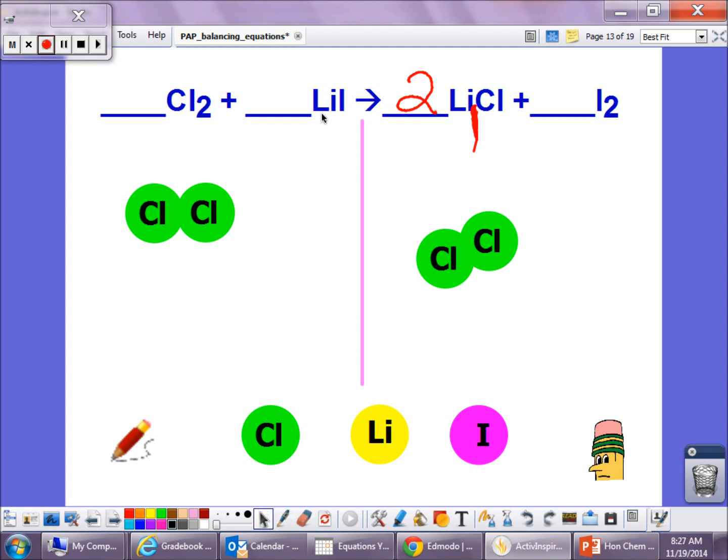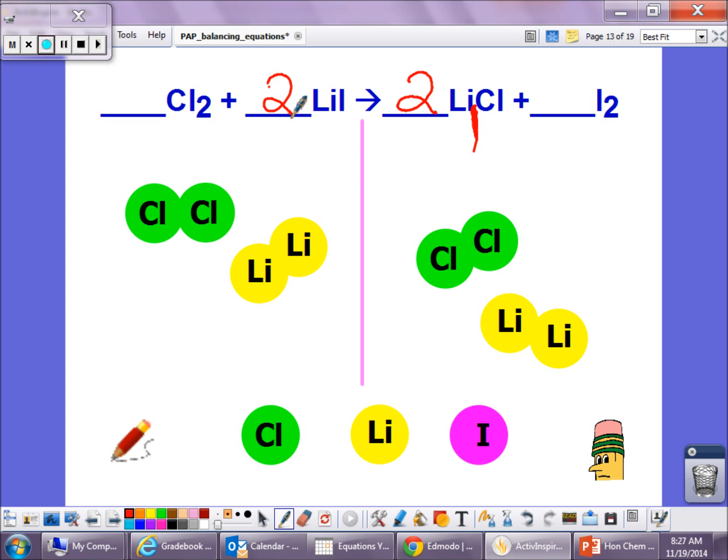Let me keep on counting. I have 1 lithium here, but I just messed up my lithium. I have 2 lithium on this side. So this says I have to balance it by putting another one. I cannot put a 2 as a subscript. I cannot put a 2 between or after. I have no choice but to put a 2 in front of that lithium iodide.